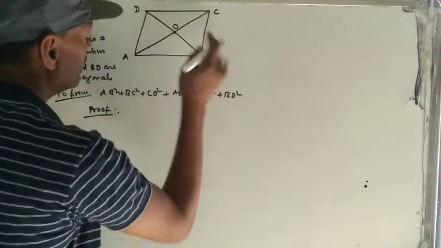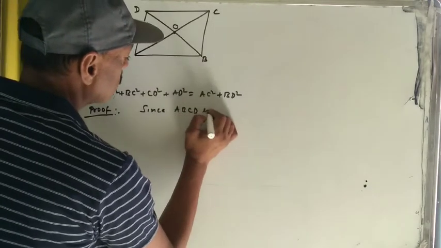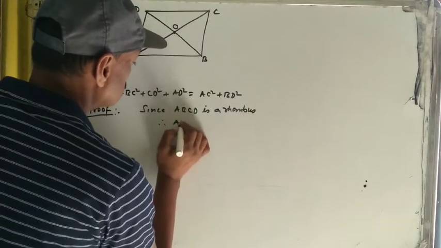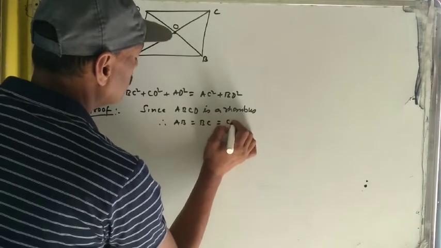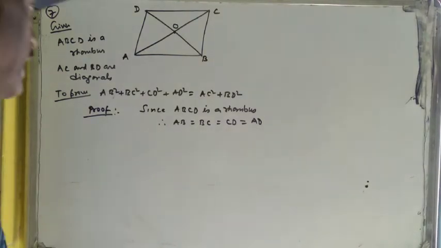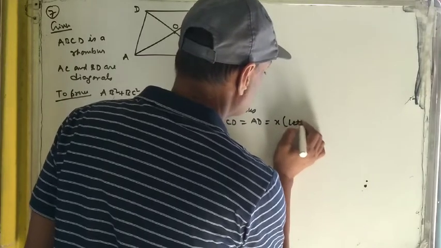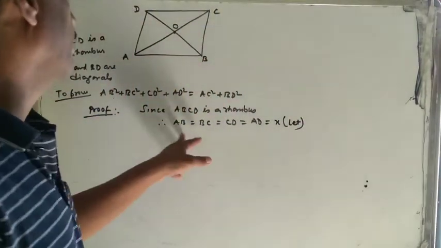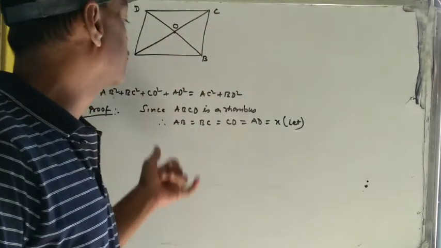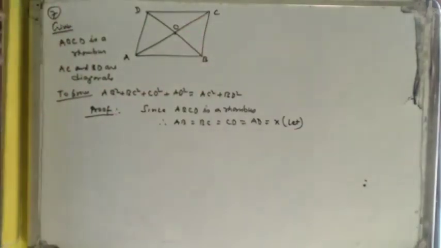Since ABCD is a rhombus, we can write AB equal to BC equal to CD equal to AD. All the sides are equal because this is the property of a rhombus, and if they are equal, let us take them as x. So each side is now x.